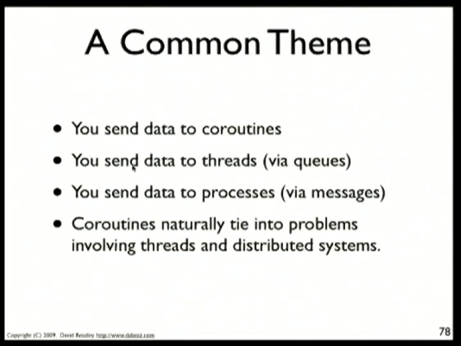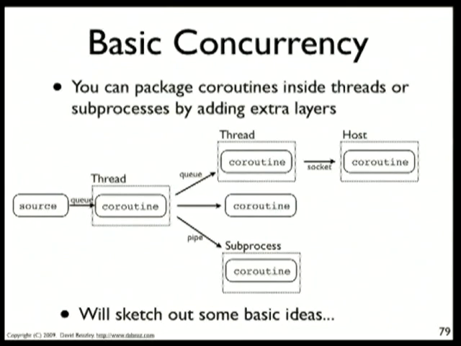If you've done any kind of distributed computing or networking, you might know about sending data to processes or across the network. So there's a lot of similarity tying all of these ideas together. One of the things you could think about doing is using coroutines as a basic building block of things that are more advanced. Why couldn't a coroutine run in a thread? I can't think of any reason why I couldn't run it in a thread.